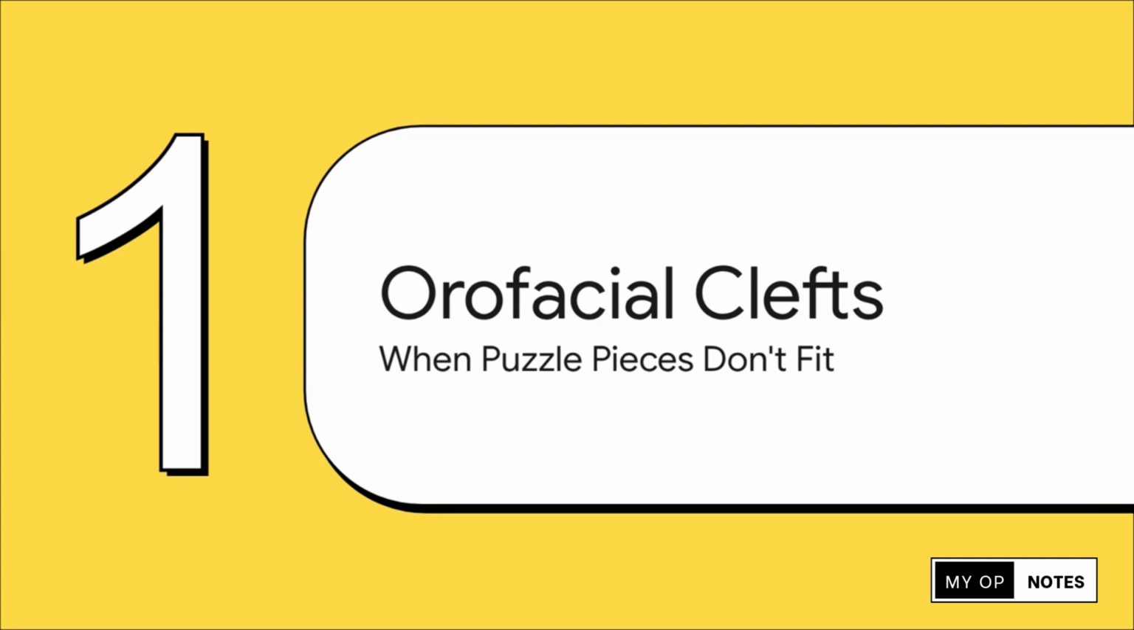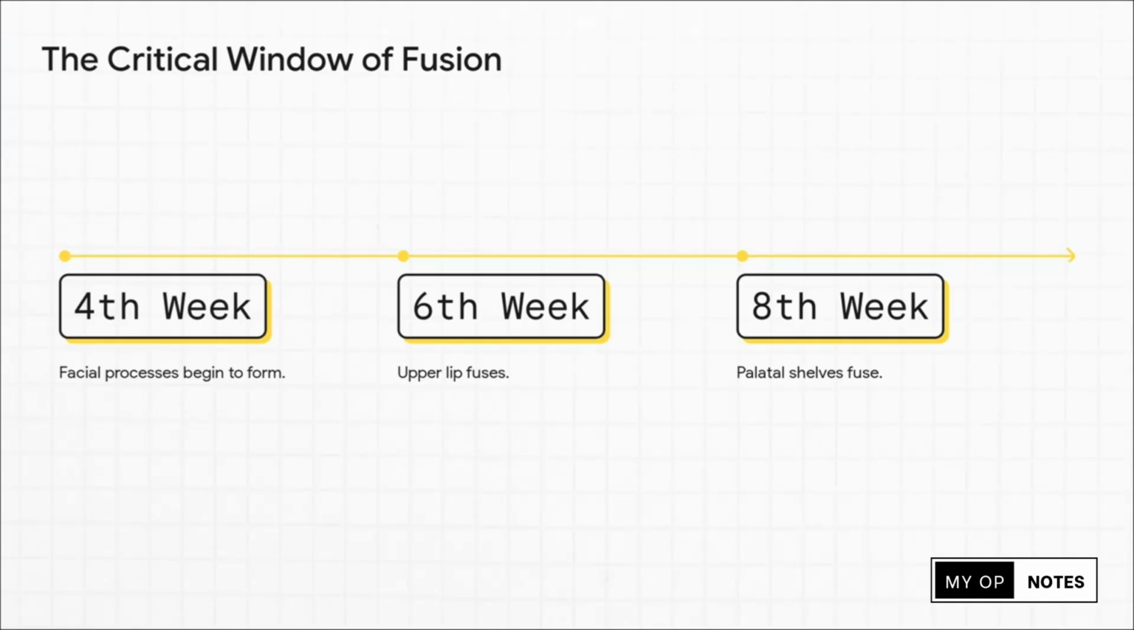And that brings us right to our first, and probably most well-known group of anomalies, orofacial clefts. I mean, this is the classic example of what happens when those developmental puzzle pieces just don't quite connect on schedule. You know, the timing here is absolutely everything. There's this super critical window for all this fusion to happen. By the 6th week, the upper lip should be totally formed. Then, just a couple weeks later, by the 8th week, the two shells that make up the roof of your mouth, the palate, have to fuse together. It's an incredibly fast and complex dance.